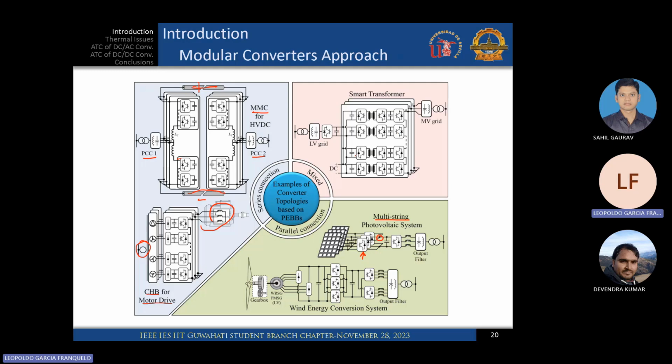And finally, a mixed parallel series one. In this case, we have the input in parallel. So this is the low voltage with high current, and this is high voltage or medium voltage for lower current. So any combination of these can help us.